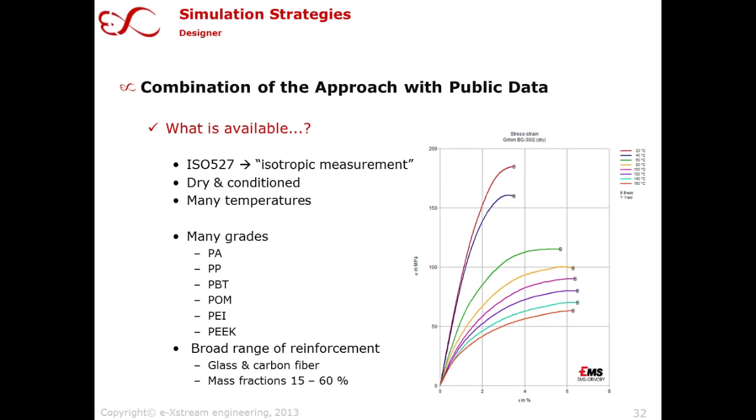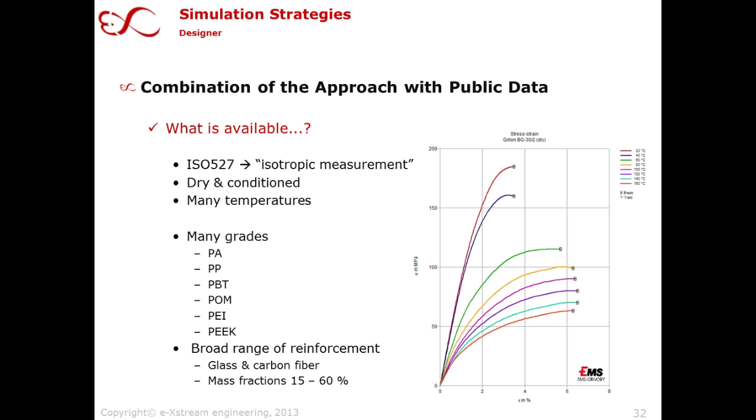How can you improve that? We can combine this approach with what is available in public data. And if we look at these data, it's again ISO 527 measurements, but you can have many different kinds of information here. So this is for dry and conditioned types of measurements at many temperatures. It covers many different grades. A broad range of reinforcement can be found here, and so on and so forth. So you can go to a database.